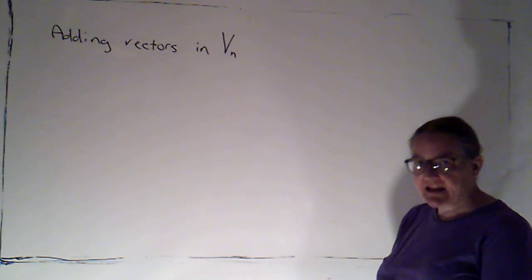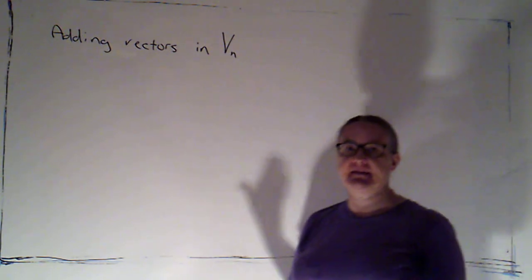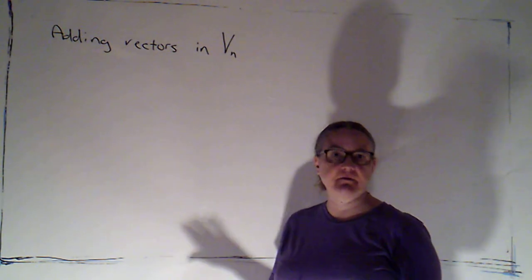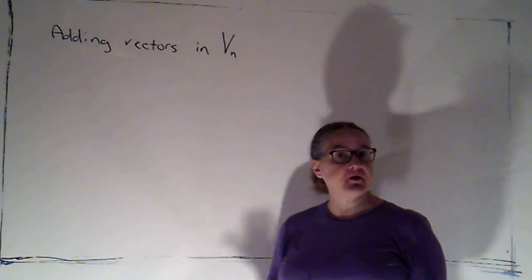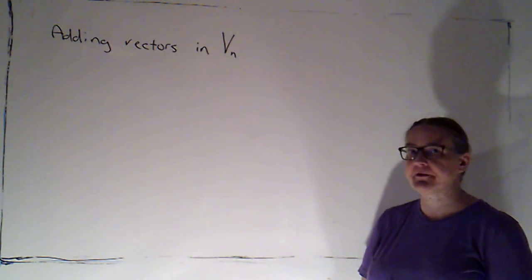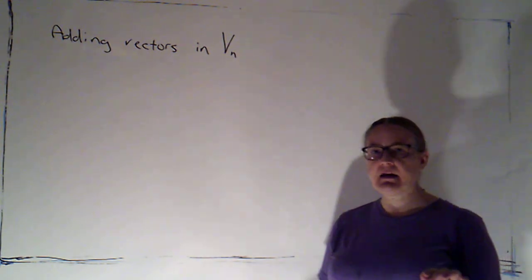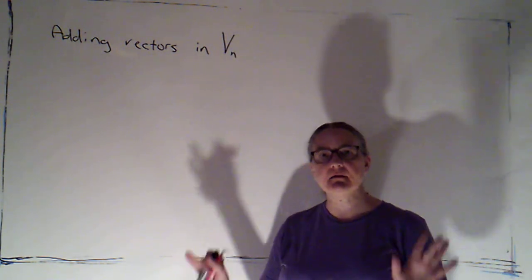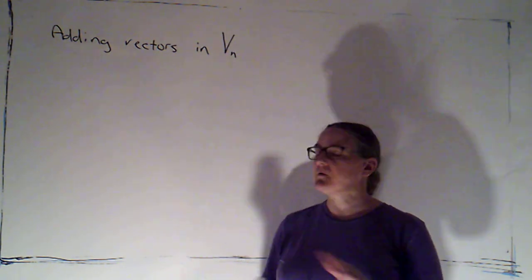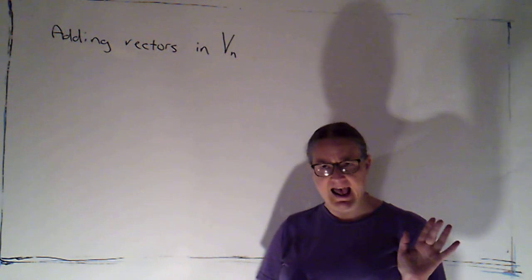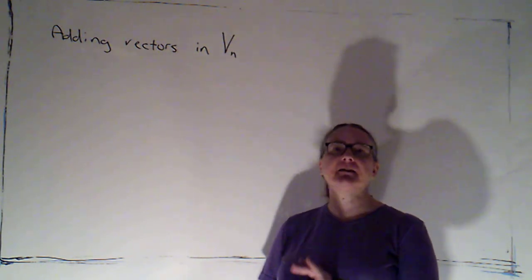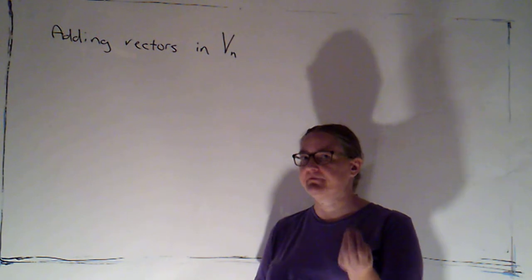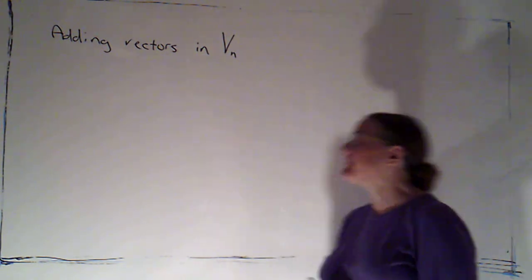In order to add two vectors together, they have to be in the same space. If I have two vectors in 2 space, I can add them together and I'm going to get another vector in 2 space. If I have two vectors in 3 space, I can add them together. If I have a vector in 2 space and a vector in 3 space, I cannot add them together. They are not the same type of object. So, standard rule in math, when you're adding, you can only combine like terms. Vectors are not like terms if they live in different spaces. So that's very, very important.